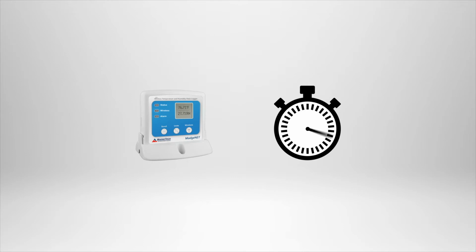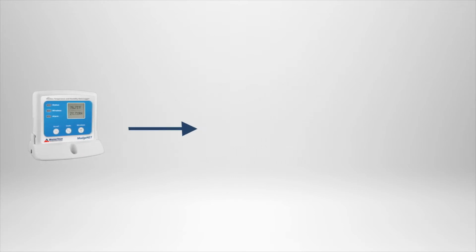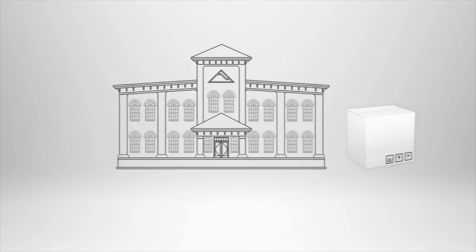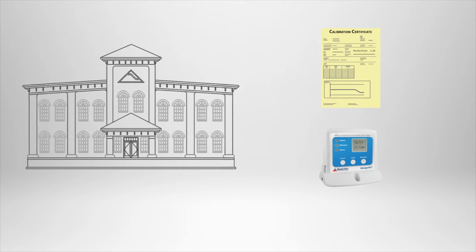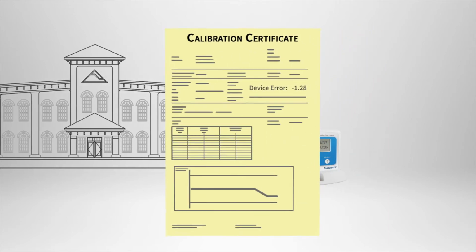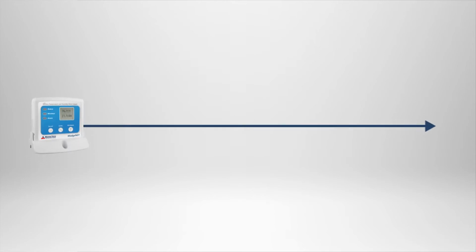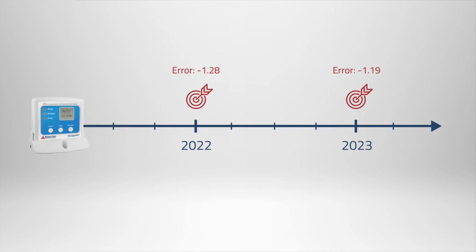For example, let's say we've just acquired a brand new MadgeTech data logger. After using the device for about a year, based on MadgeTech's recommendation, we send it in for its first calibration. When we receive the device back, along with the calibration certificate, we notice that the device error states that readings were off by -1.28. This deviation from standard may be a little too extreme for our application, so an adjustment to our calibration interval will be made.